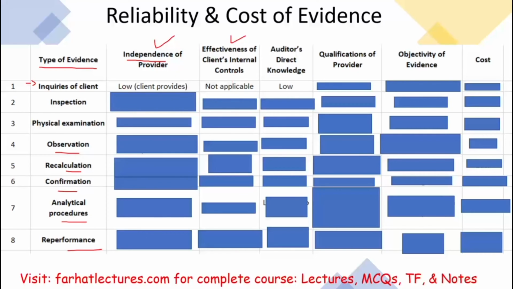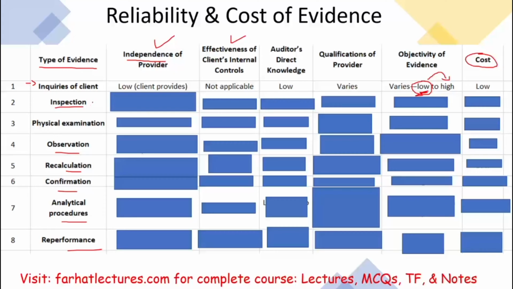Qualification of provider. Well, it all depends. Who are we discussing the issue with? Are we discussing the issue with the CEO, CFO, or are we discussing the issue with the secretary? So it all varies on the qualification of the person providing the information. How about the objectivity of the evidence? Well, it varies, but usually it should be low, but it could be high depending on who we are talking to, can we trust this individual, so on and so forth. But usually I would say low because there's always that independence issue that's gonna trump objectivity. Now we're gonna discuss cost later, but the cost of inquiries of client is usually low, basically talking to them.